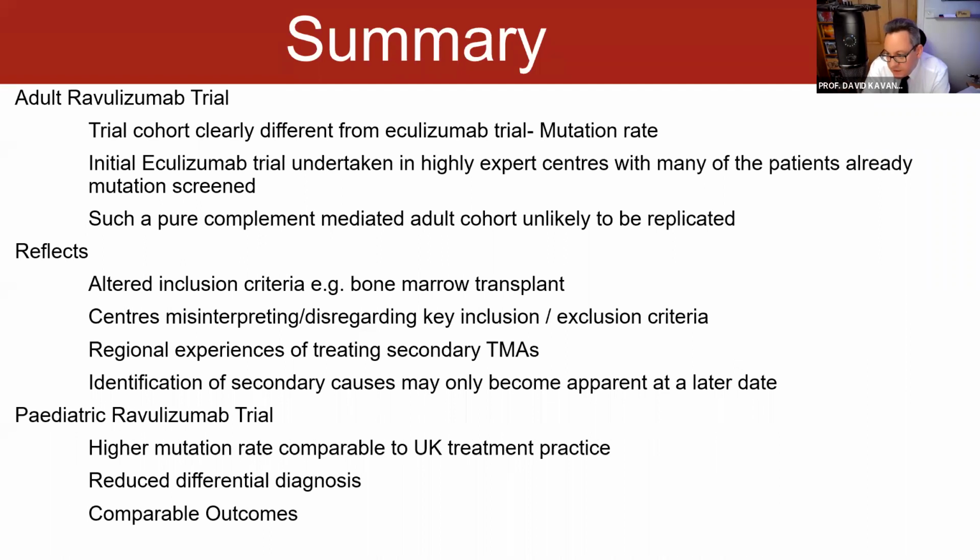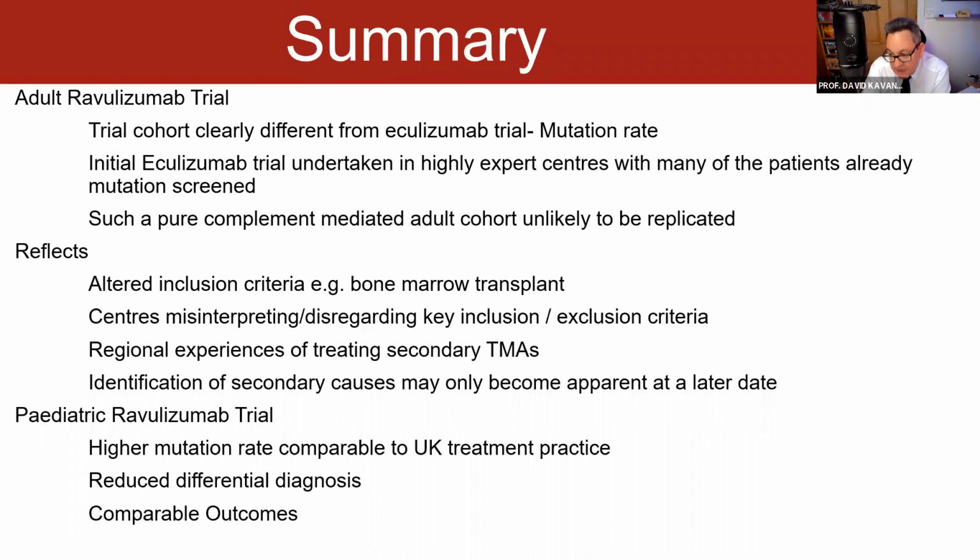The trial differences included altered inclusion criteria. Bone marrow transplant was included after 6 months. I think clearly some of the inclusion criteria were, certainly in retrospect, not followed. I think there were probably differences in regional experience of treating TMAs. It's not clear from the paper, but we know that eculizumab is used in different ways in different countries. In some places it's very restrictive, such as the UK, which still uses the initial entry criteria. Other places use it for secondary TMAs much more.